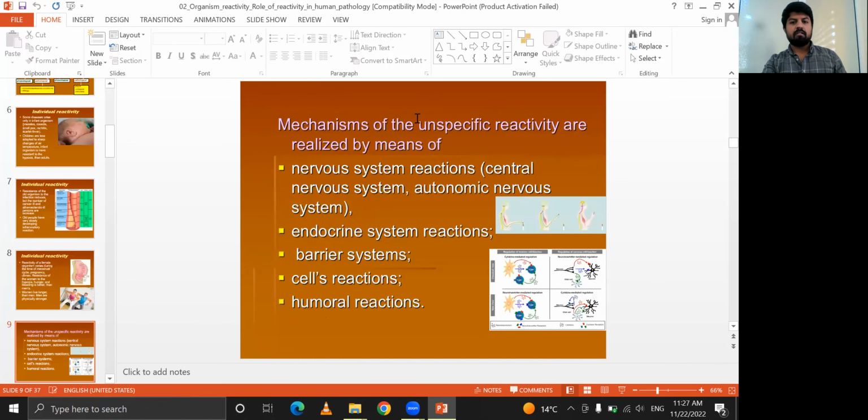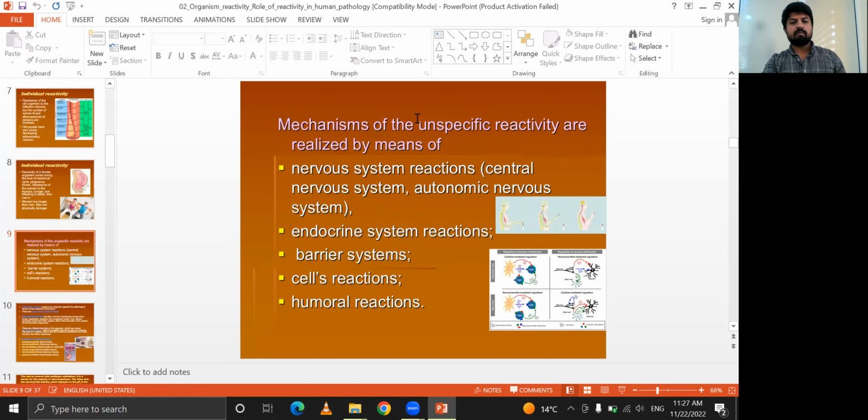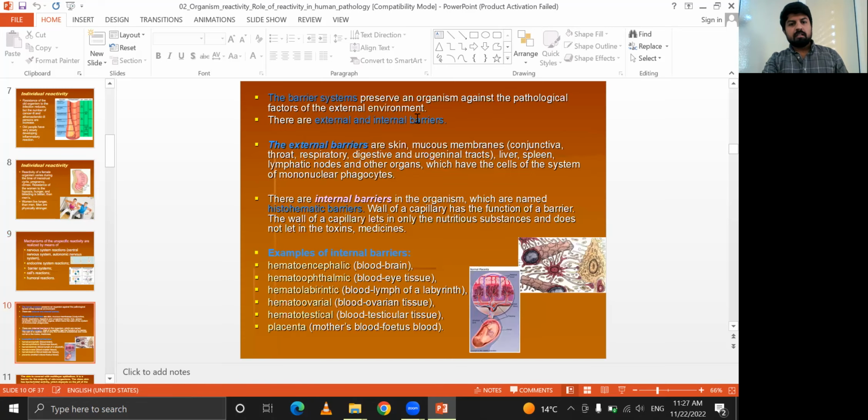Mechanisms of unspecific reactivity are realized by means of nervous system reactions, autonomic nervous system, endocrine system reactions, barrier system, cell reactions, and humoral reactions. The barrier system preserves an organism against pathological factors of the external environment, with external and internal barriers. The external barriers include the mucous membrane, throat, respiratory, digestive, and urogenital tracts. The internal barriers include the liver, spleen, lymphatic nodes, and other organs which have cells of the system of mononuclear phagocytes.